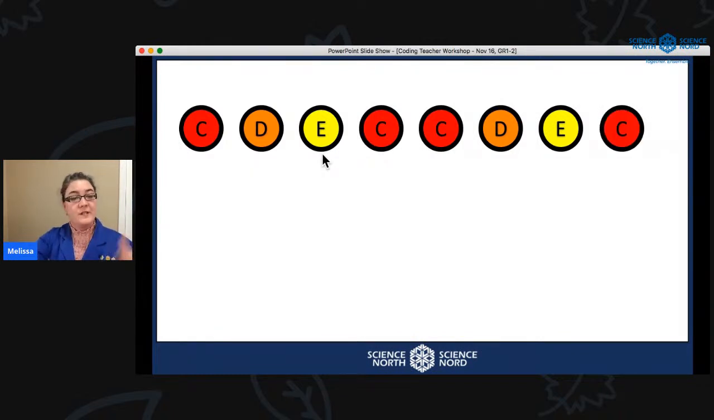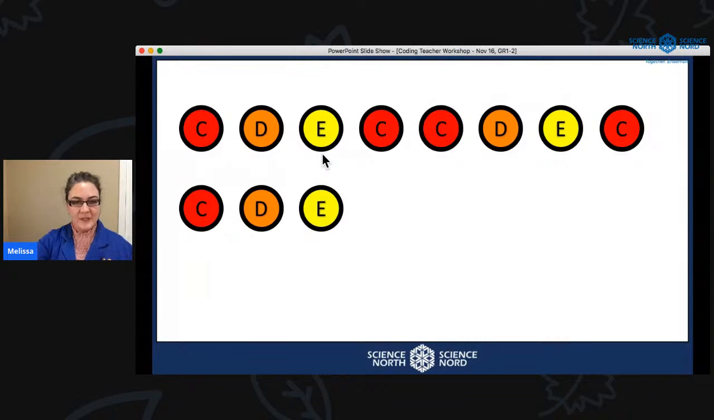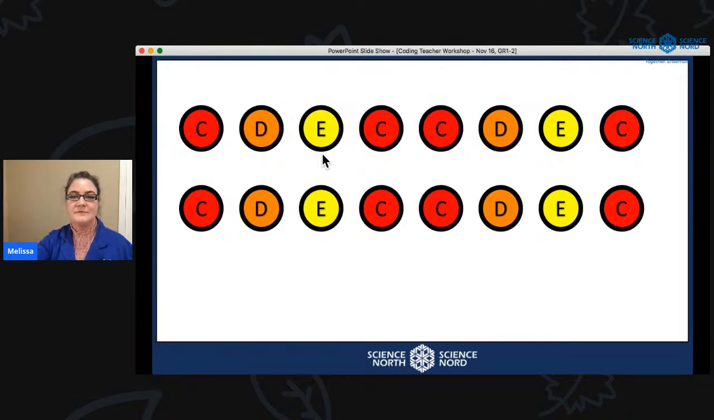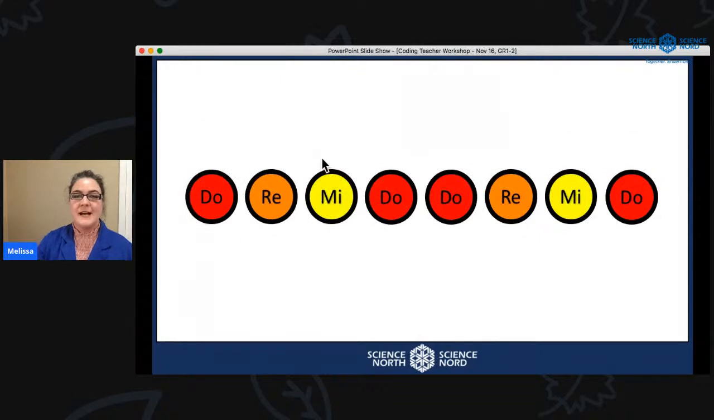So now, once I put the pattern up more than once and we see that full pattern twice, it's a little bit more obvious that the pattern is C, D, E, C, or red, orange, yellow, red. And we can fill in the pattern again. We can guess what those final three will be. Perfect. Now, I picked this pattern also because it can be represented with a different notation.